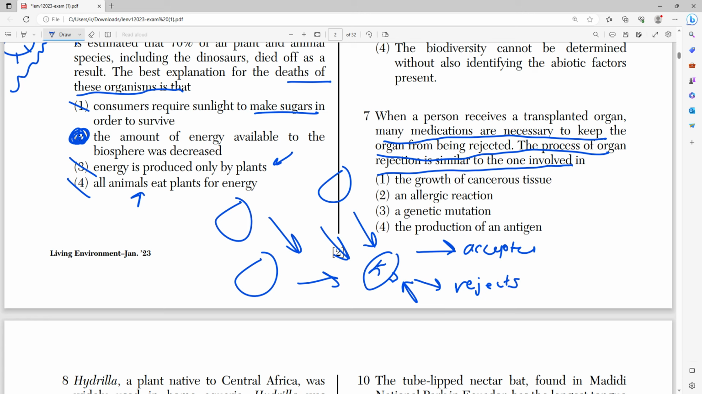Because each one of your organs has some signature. The signature is different, so boom, right? And that medication that you need is called immunosuppressants. You suppress the immune system, that way it doesn't attack the brand new organ that you just got, right?